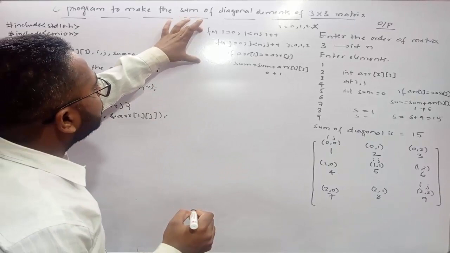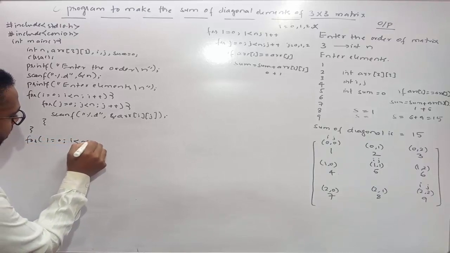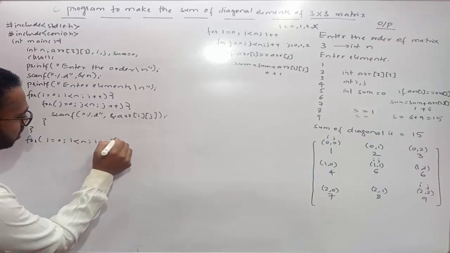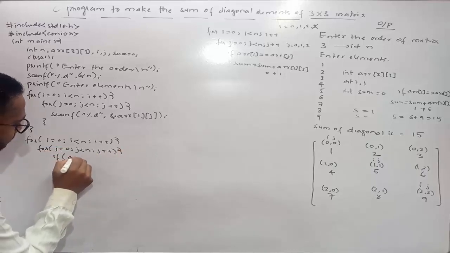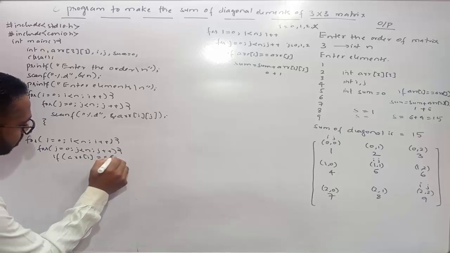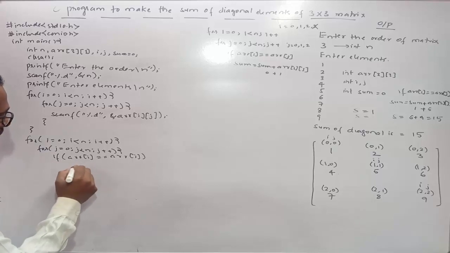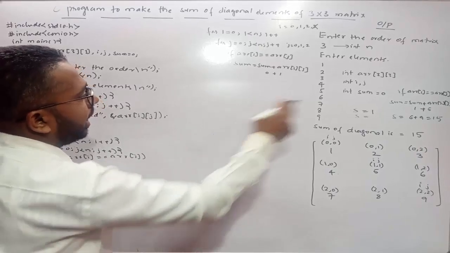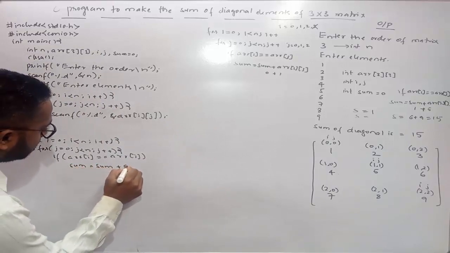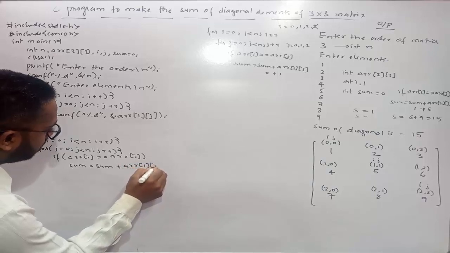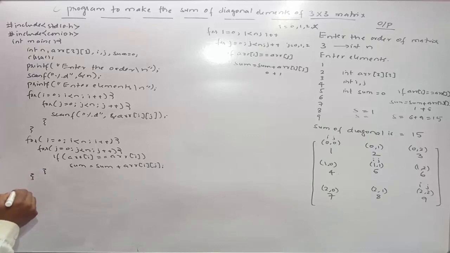Next I will use this logic. For i equals 0, i is less than n, i plus plus, for j equals 0, j is less than n, j plus plus, if array of i is equal to array of j, then yes, I will add sum equals sum plus array of i and j. Next this for loop gets closed, j, and then the i for loop gets closed.